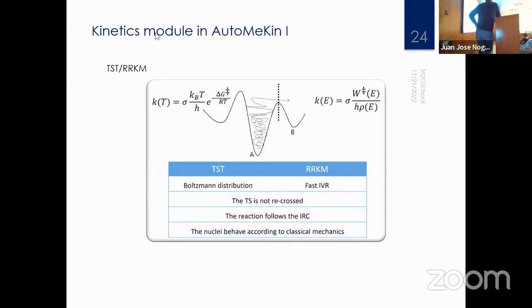Then another assumption, at least in this formalism, is that the nuclei behave according to classical mechanics. There is no tunneling effect. But as I said, there are simple ways to solve that problem, which is just with a factor here. We put here a factor that contains the contribution of tunneling. That's a way to include tunneling in the calculation.